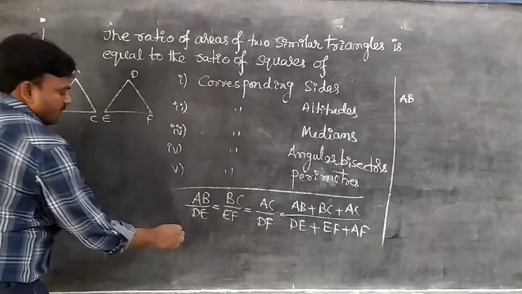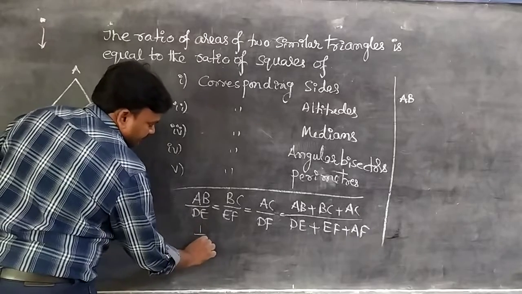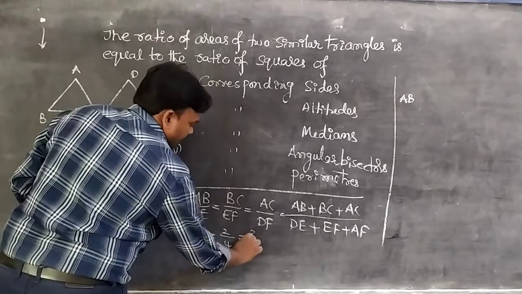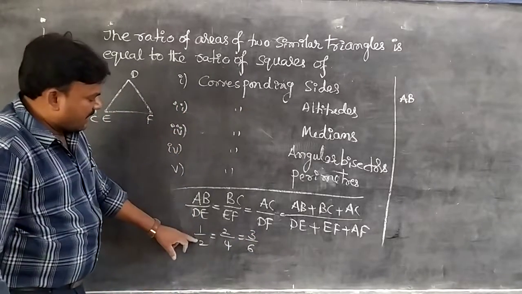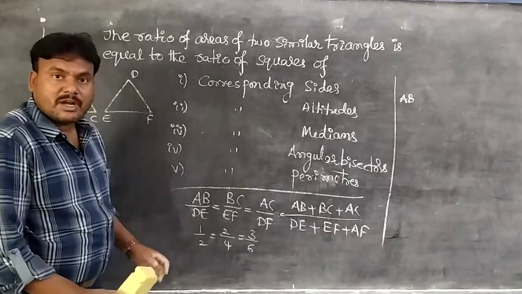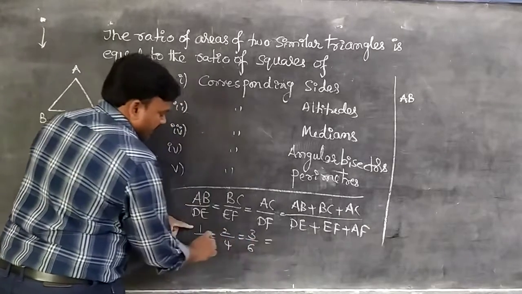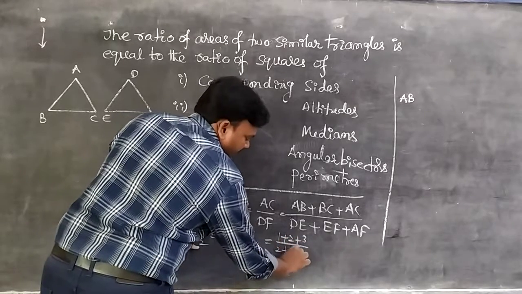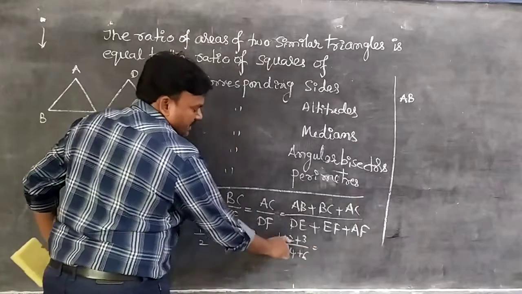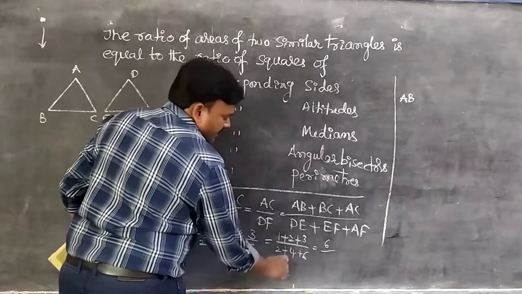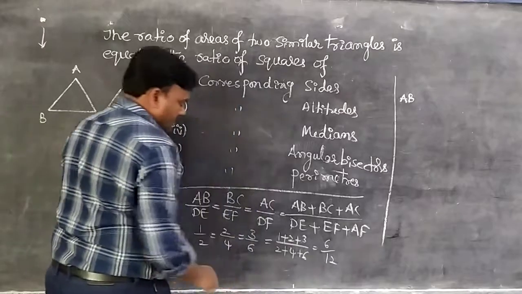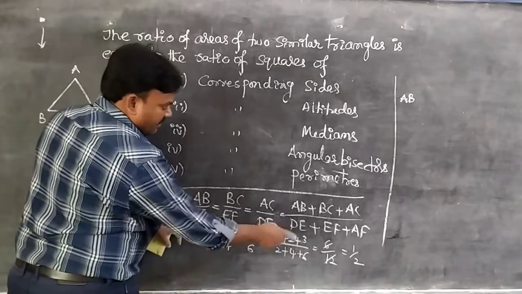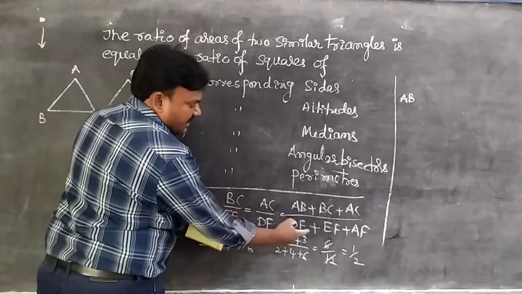Suppose, for example, we have taken 1 by 2 equal to 2 by 4 equal to 3 by 6. Adding the numerators, that implies 1 plus 2 plus 3 by 2 plus 4 plus 6, equal to 6 by 12. Cancel, 6 ones are 6, 6 twos are 12. So 1 by 2 equal to 1 by 2, and 2 by 4 is nothing but 1 by 2, and 3 by 6 is nothing but 1 by 2.